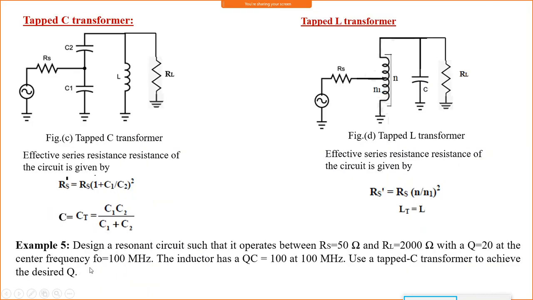So here is the problem. Design a resonant circuit such that it operates between RS equal to 50 ohm and RL equal to 200 ohm with Q equal to 20. Here you see RS is 50 ohm and RL is 200 ohm, 2K, no problem, but the RS is 50 ohm, so it will affect the quality factor. If you use RS equal to 50 ohm, you may not get a quality factor equal to 20. So you should use either this form or this one to increase the quality factor to this value.